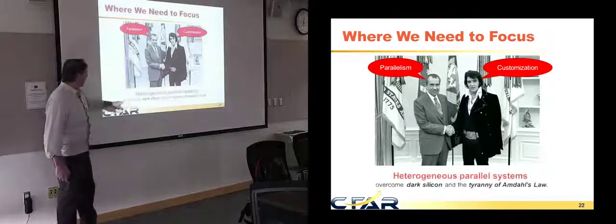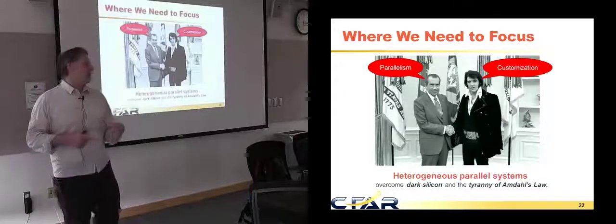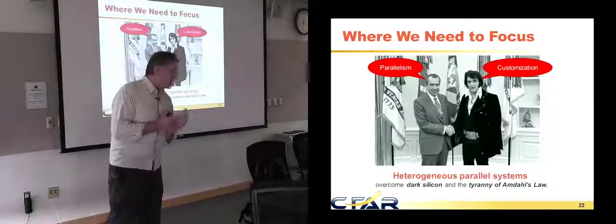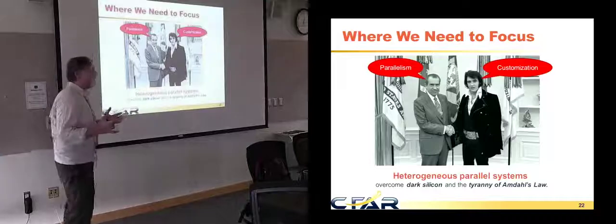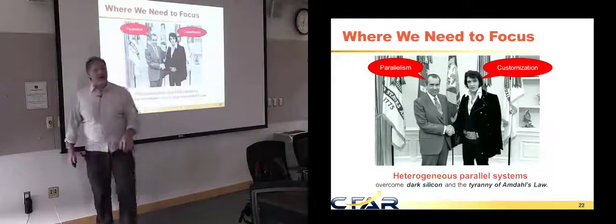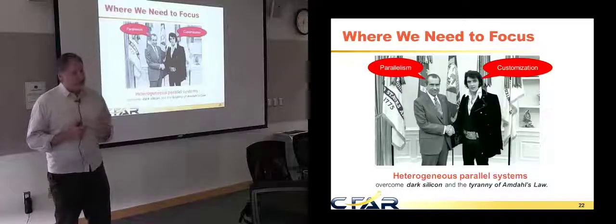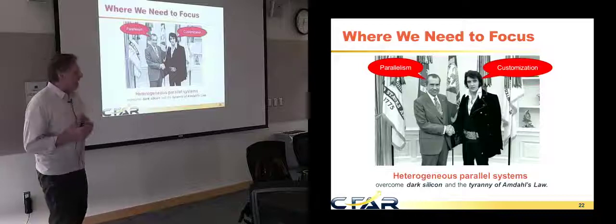Because those heterogeneous parallel systems overcome dark silicon because they concentrate computation to the smallest component possible. I don't need all my transistors working at the same time. And they overcome the tyranny of Amdahl's law because where there are serial aspects of my program, I can apply acceleration to those things.